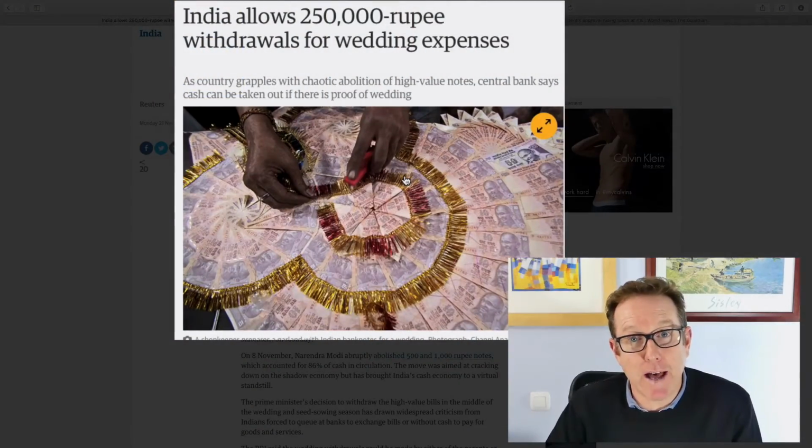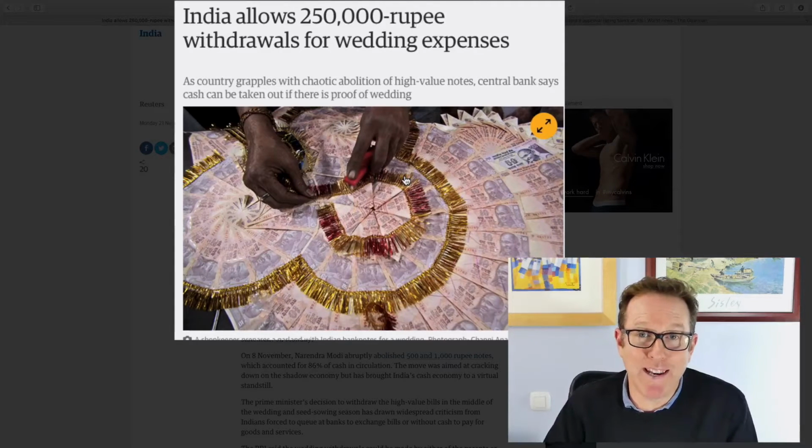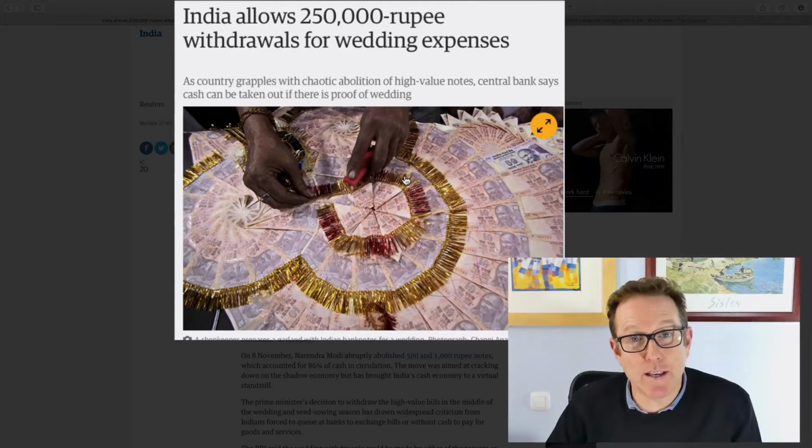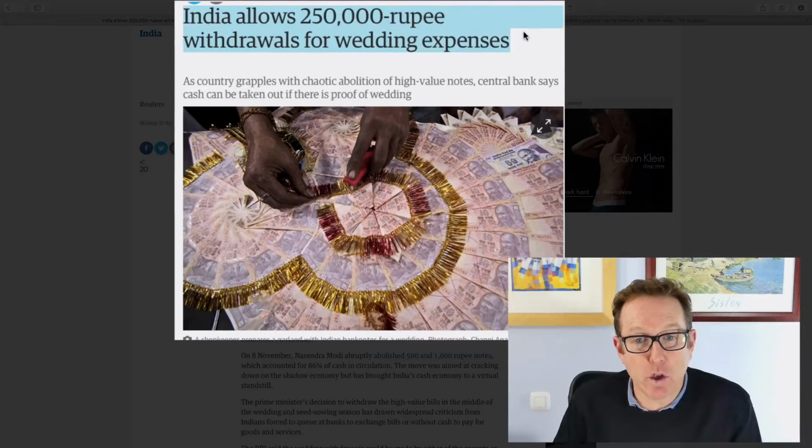So let's go. Now, the first article that we're looking at today is related to a problem in India regarding their currency. And we can see here from the headline that India allows 250,000 rupee withdrawals for wedding expenses. Okay, so India allows 250,000 rupee withdrawals for wedding expenses.